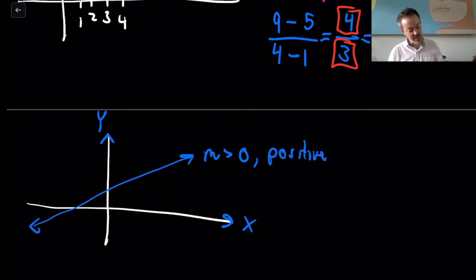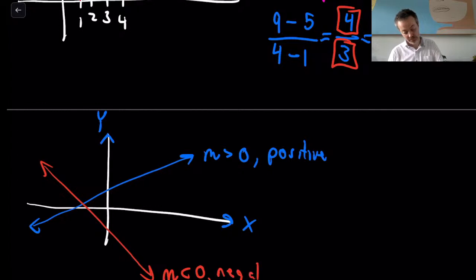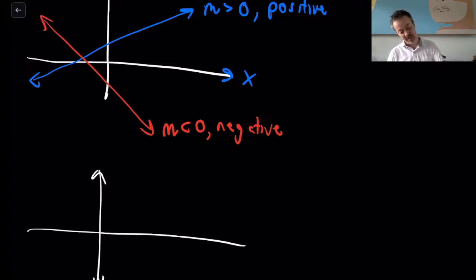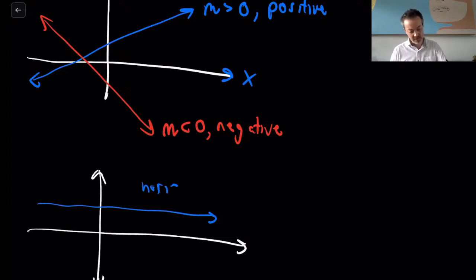Likewise, if the line is pointing down, we say it has a negative slope. So there's two lines. What if the line is horizontal? If it's negative, it goes down; if it's positive, it goes up. If it's horizontal, so let's pretend that this line is horizontal, we would say that has a slope of what?